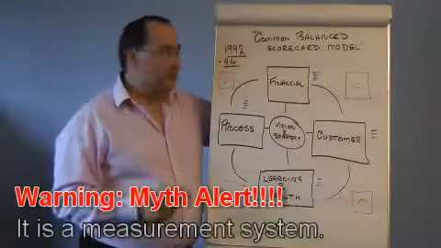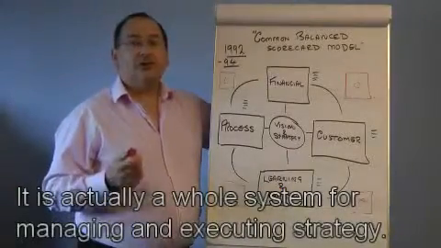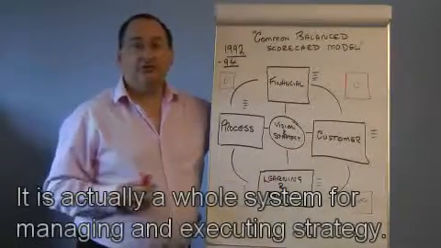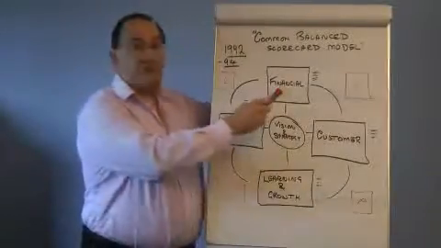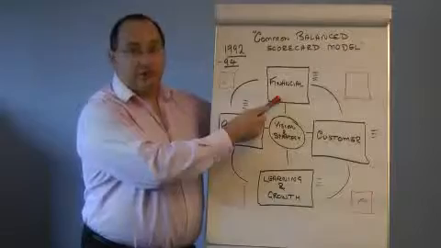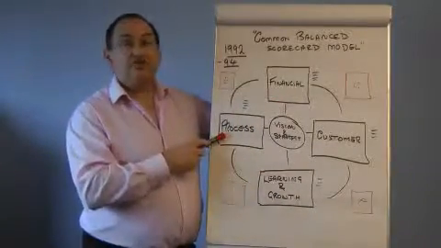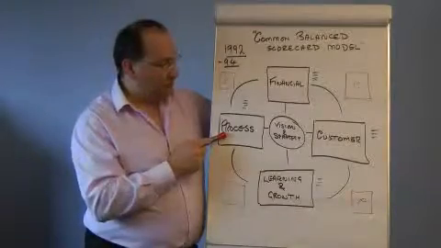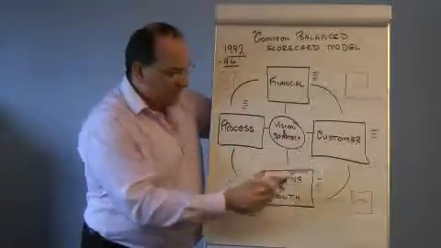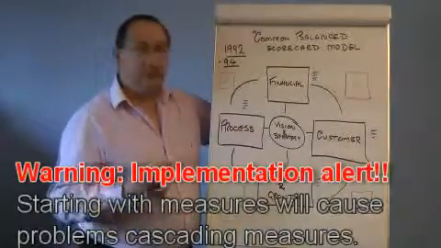The other problem that this causes is because people go straight to measures, and measures are quite hard to cascade through organisations. Some are easy. Financial measures are dead easy to cascade. Tell me what your revenue is, tell me what your costs are, tell me what your cash flow is. Activity and process measures are dead easy to cascade through organisations. But customer ones and learning and growth ones aren't necessarily.